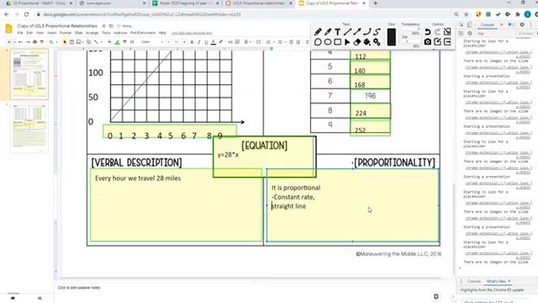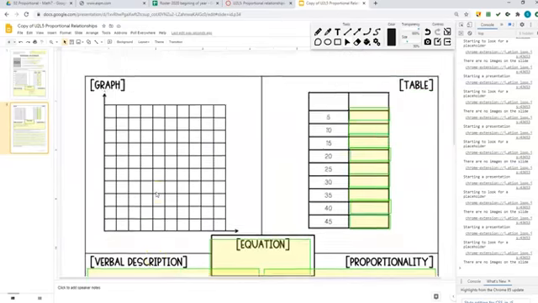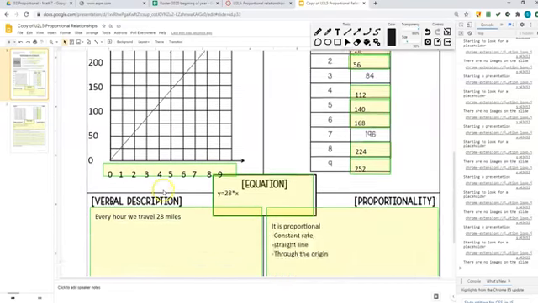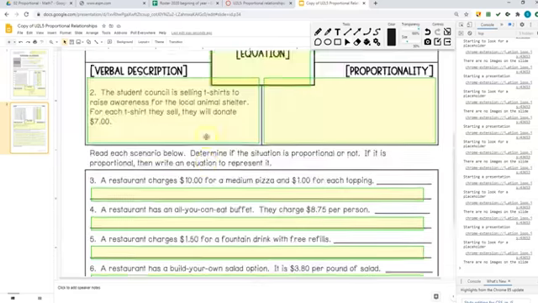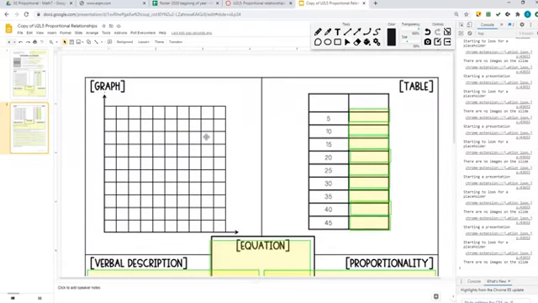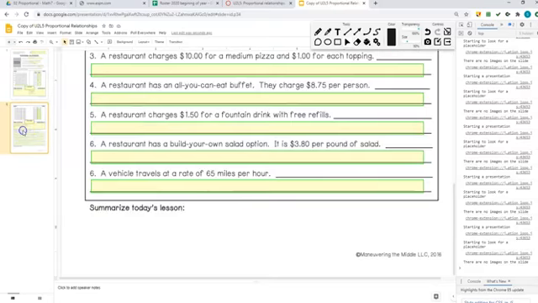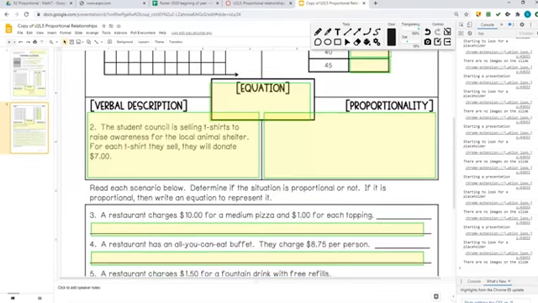So it's constant rate, and that was given to us by the fact that it was a straight line, and then it was through the origin. Good. Let's go ahead and look at page 2. So again, you're going to try to figure out the model here. Oh, I keep going past it. So let's read the scenario, and then we're going to go ahead and figure it out.